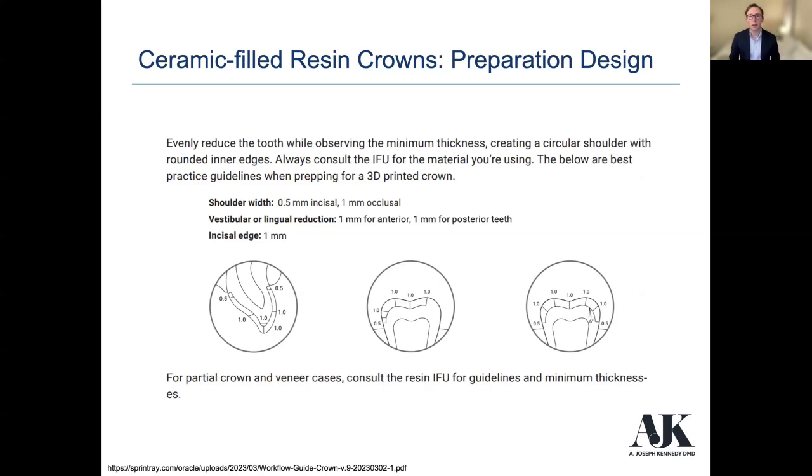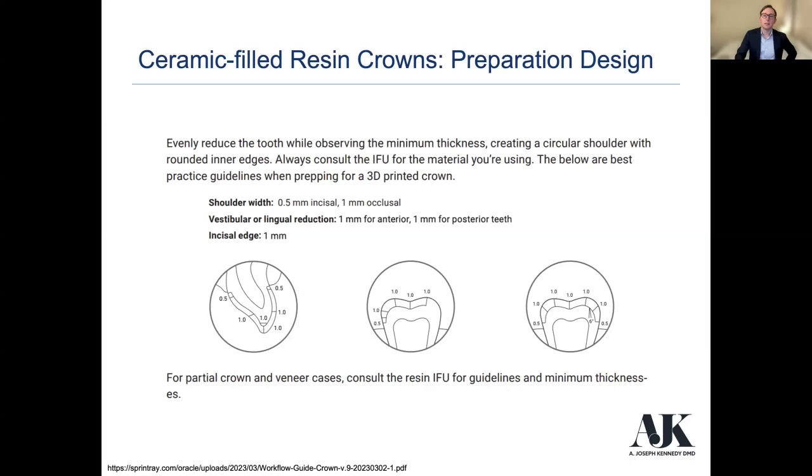Pretty standard for many of the crowns that we're doing, at least with the zirconia or E.max. About 0.5 in the incisal and the occlusal in the posterior, you want about 1 millimeter, and the lingual reduction 1 millimeter in the anterior and posterior as well, and incisal edge about 1 millimeter there. So you can see just the rough design there.